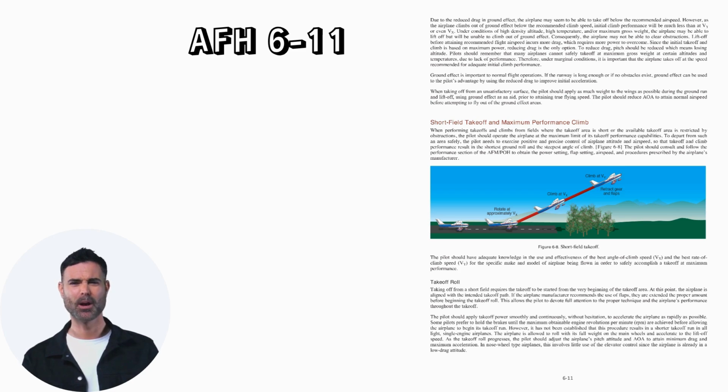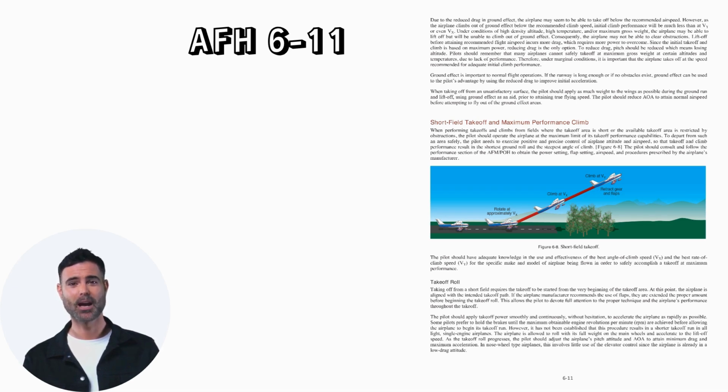The pilot should apply takeoff power smoothly and continuously, without hesitation, to accelerate the airplane as rapidly as possible. Some pilots prefer to hold the brakes until the maximum obtainable engine revolutions per minute (RPM) are achieved before allowing the airplane to begin its takeoff run. However, it has not been established that this procedure results in a shorter takeoff run in all light, single-engine airplanes.